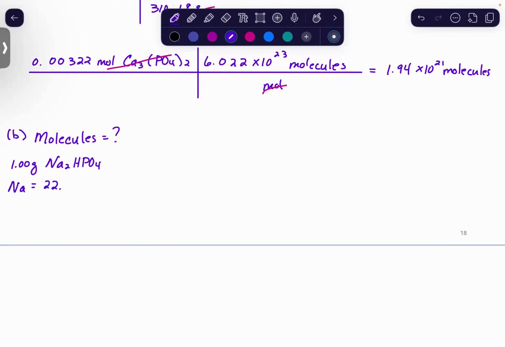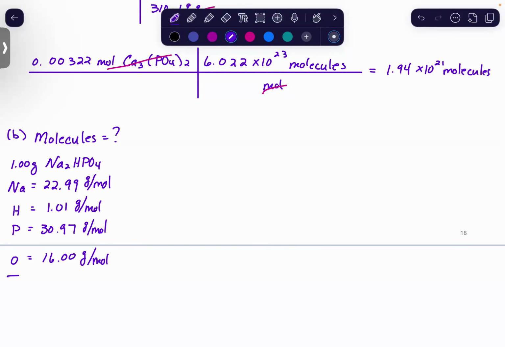Sodium is going to be 22.99 grams per mole. Hydrogen, 1.01 grams per mole. Phosphorus, 30.97 grams per mole. And oxygen, 16 grams per mole. All right, so those are the things that I know.